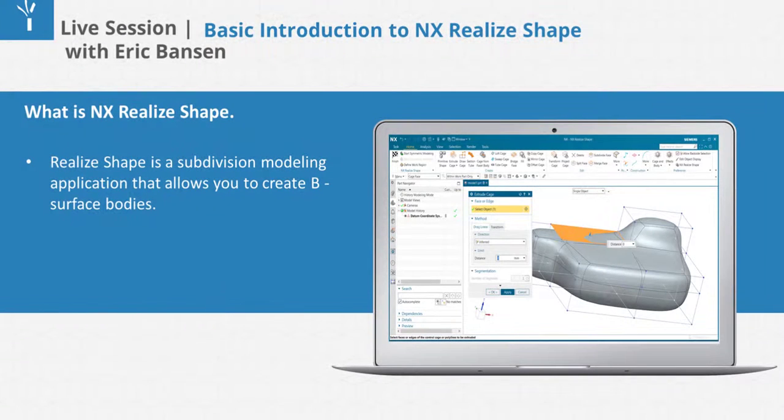Now, what is NX Realized Shape? Realized Shape is a subdivision modeling application that allows you to create B-surface bodies. Some have referred to it as a feature within NX. I like to think of it personally as an application because you'll find out that it has its own toolbar, and that the surfaces you create are able to push and pull and create a surface very quickly, as opposed to using, say, surfacing or solid modeling.